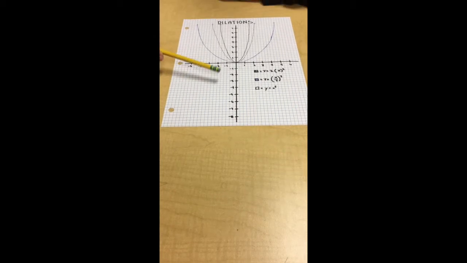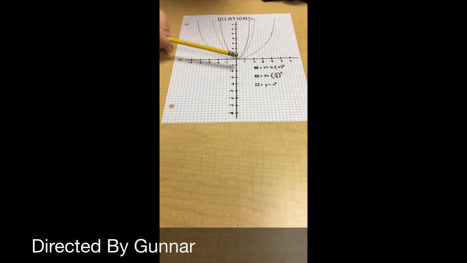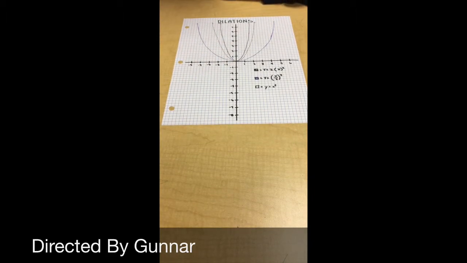So just again, horizontal dilations make the parabola wider from your parent function, and then vertical dilations make your parabola thinner.